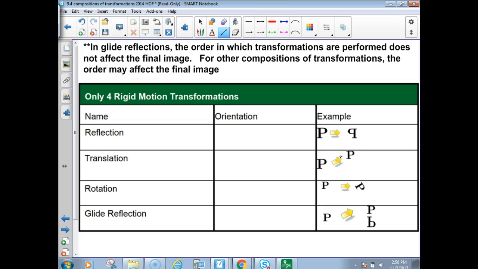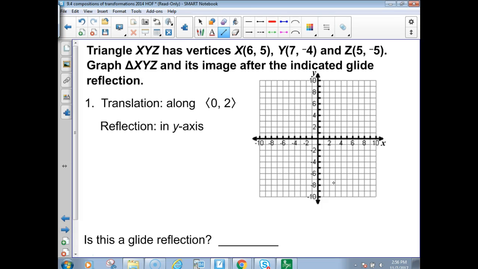A translation is a slide. And a rotation is a turn. So just a picture of that. And then the glide reflection: slide and flip. Although I'm not feeling it for that picture. I don't think that's really the best picture we could have for a glide reflection. Okay, let's check out.